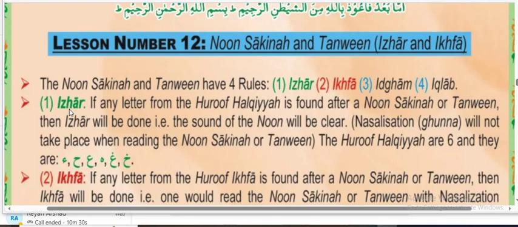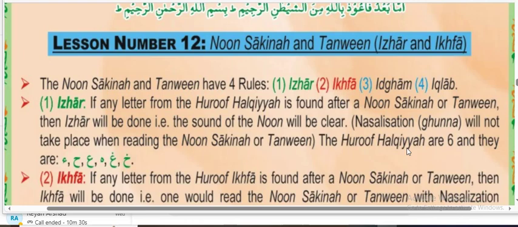The first rule is izhar. Izhar means to be clear in the sound of noon sakin and tanween. It says if you find any of these 6 letters, which are mentioned in green color: hamza, ha, ain, ha, ghain, kha. These are the 6 letters. I read again: hamza, ha, ain, ha, ghain, kha. These are the 6 izhar letters.